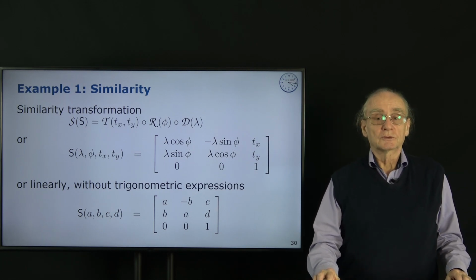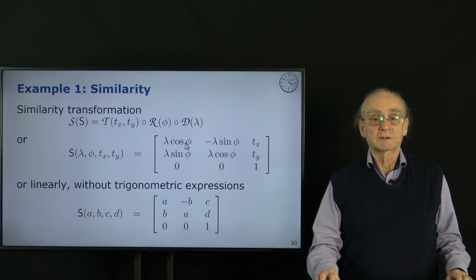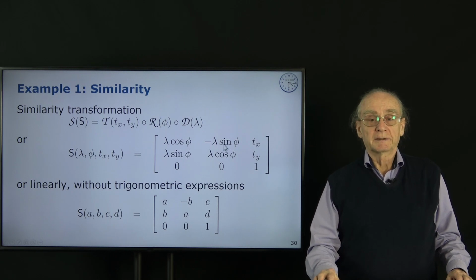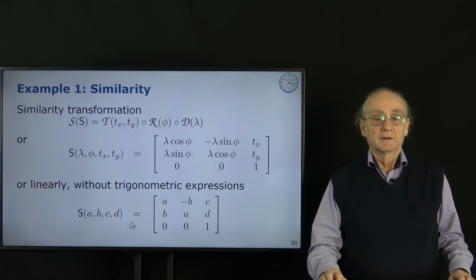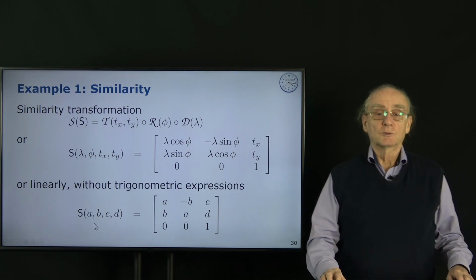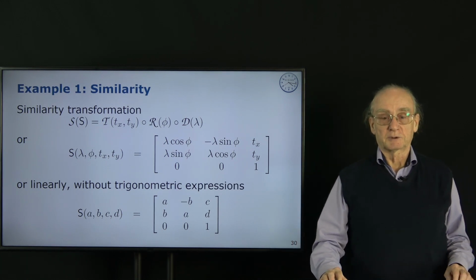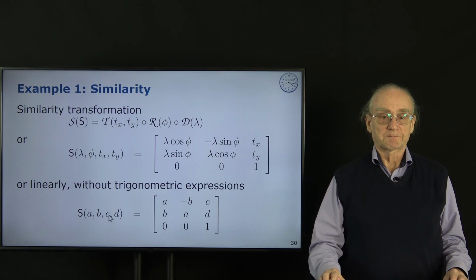Sometimes it's useful to see that this matrix has a special structure, namely that lambda cosine phi appears here twice, and lambda sine phi appears here twice with different sign. So if we replace these two elements by A and B and take the translation vector as CD, we can write this similarity transformation without any trigonometric expressions, which sometimes is very useful.